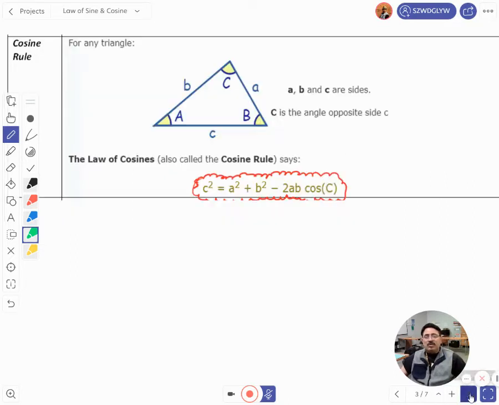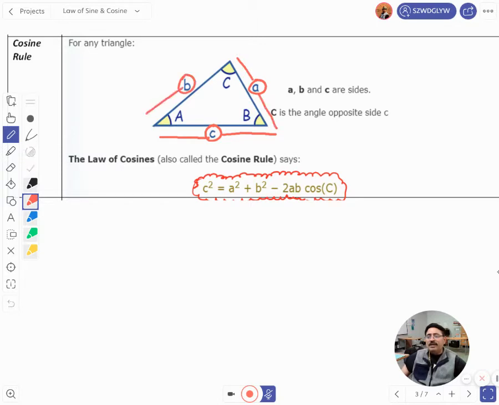And let's see what the cosine rule is. Before going to the rule, as I mentioned before, we use lowercase letters for indicating the sides and uppercase letters for naming the angles. This is what I already discussed. The side opposite to angle A is lowercase a. The side opposite to angle B, you see, is small b, and so on.